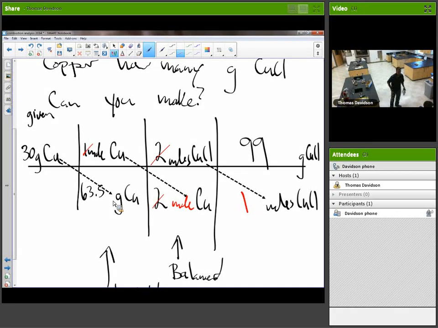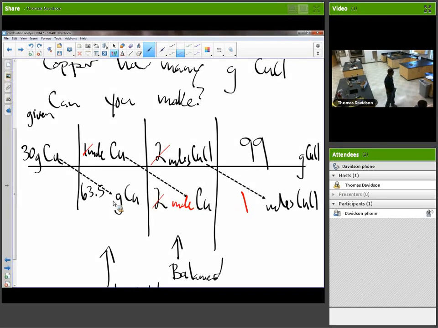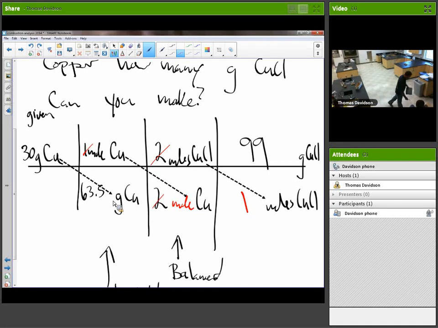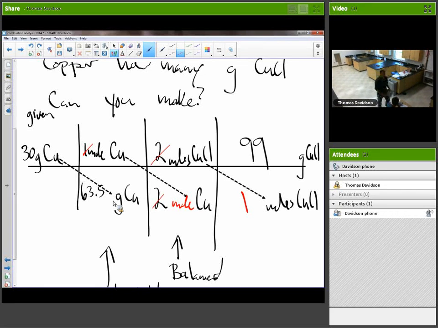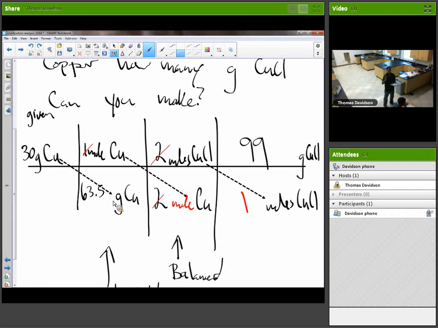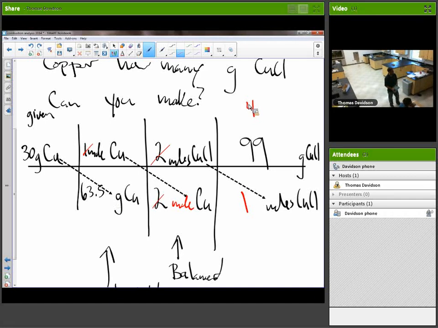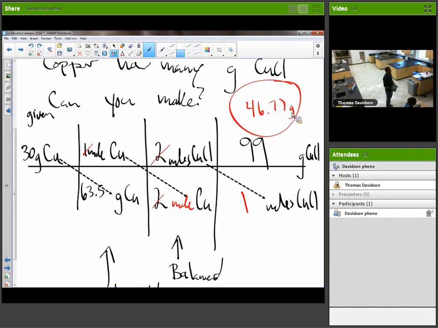If you do math on your phone, it's really, really good at screwing you up, because you're really, really good at screwing up. I have a 46.77. Who agrees? 46.77 grams of CuCl2 can come from this many grams of copper.